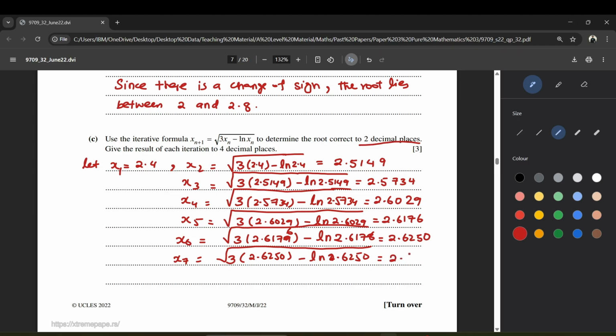So now we get 2.6287. Now we can see that finally it converges to 2.63. So that is our root to this equation.